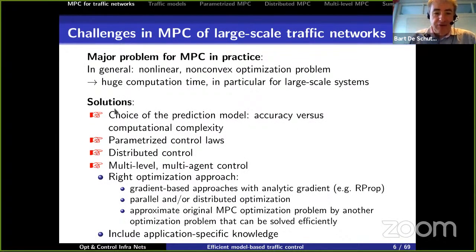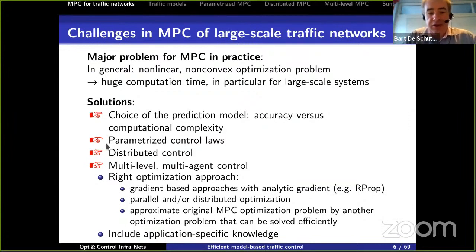The first one is to be aware that there is a trade-off between accuracy, so how accurate you want to be with your model, and your computational complexity. In general, if you have a very accurate model, you will need a long CPU time. If you take a more approximate model, then you will need a lower CPU time, but this will come at the cost of reduced performance because you're deviating much more from reality. So that's the first solution that we are going to consider.